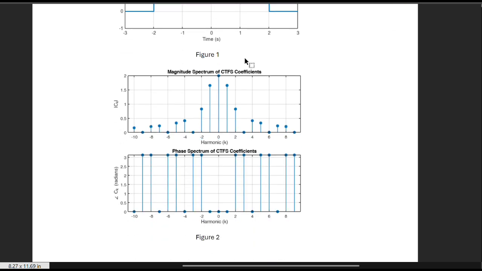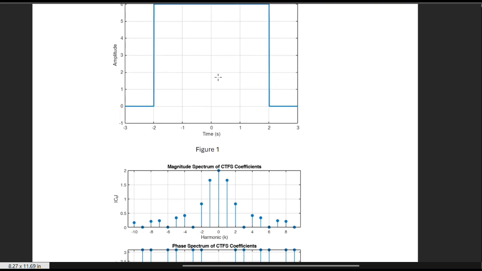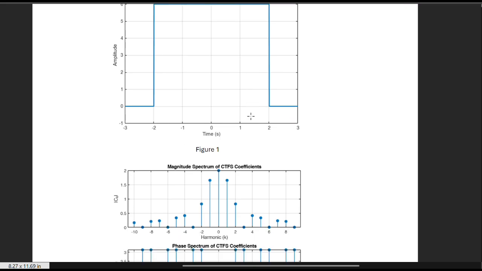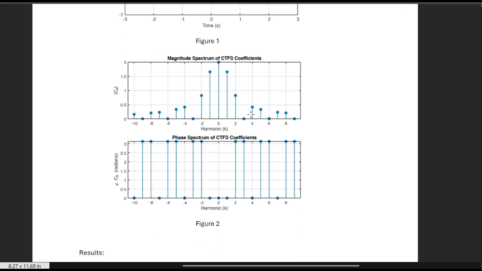So you see, it starts with 0, -2 radians to 6, and then it goes until the 2 follow through. So at the point 2, it will go straight back until 4. So this is the spectrum of CTFS coefficients.